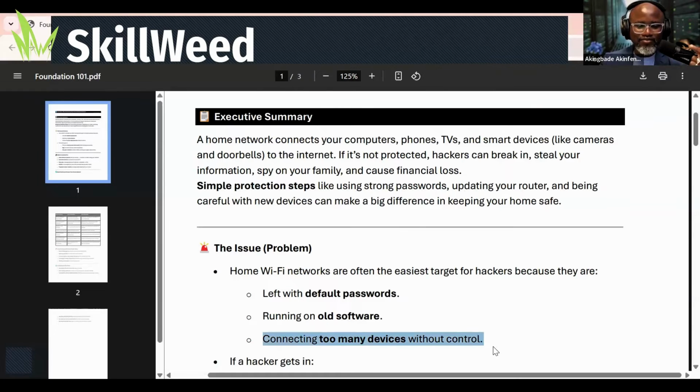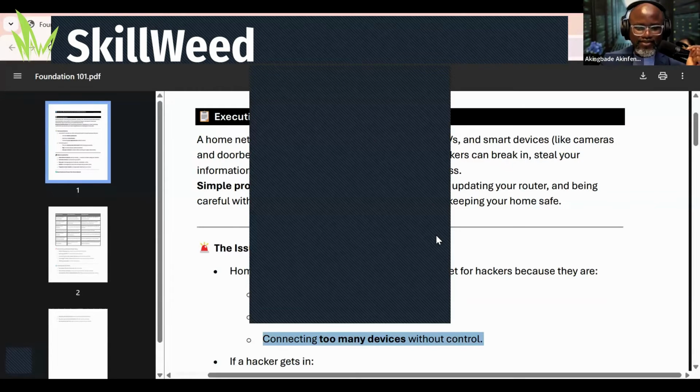Let me ask you guys, why do you think this is a big one? Connecting too many devices without control. Why do you think it's a big problem? I love that. David is saying patch management. Yes, laziness or human error. That's true. Low security, ransomware, easy access, absolutely more exposure. Poor security consciousness. Love it. Okay, we got it.